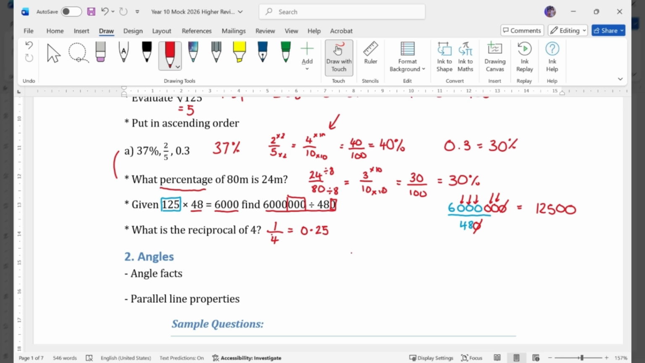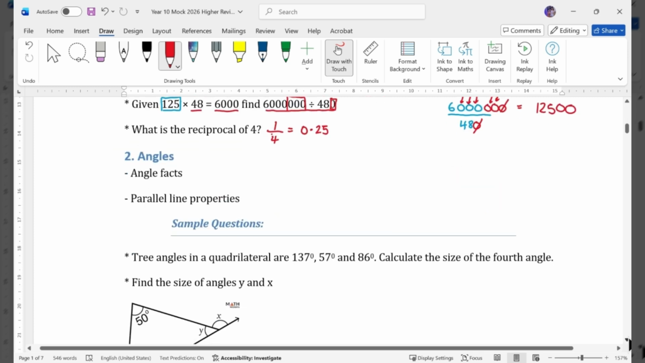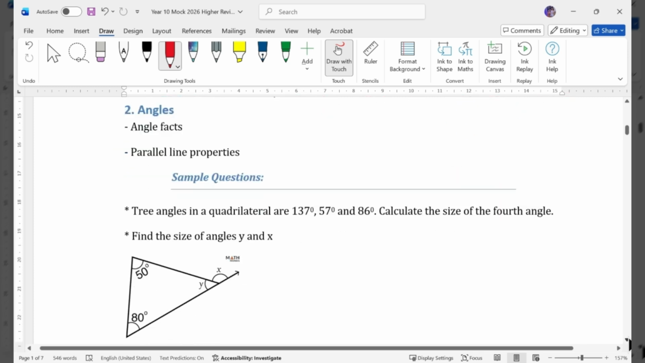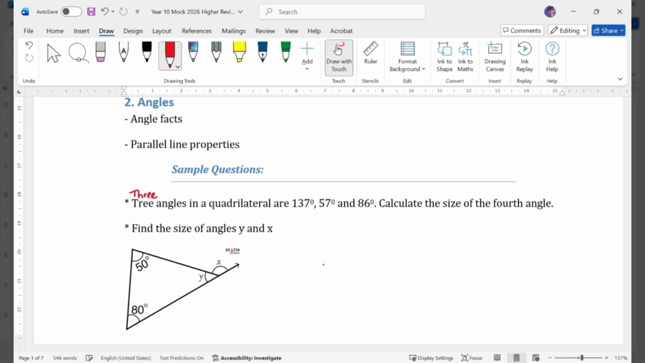We are on to angles, round 2. Some angle facts and some parallel line properties. So, not triangles, 3, sorry, in a quadrilateral. If I've got a 4-sided shape, 3 of the angles in there are 137. It doesn't matter where they are, just 137, let's call this one 57, 86, just making it up, and our job is what's the 4th one there, right?